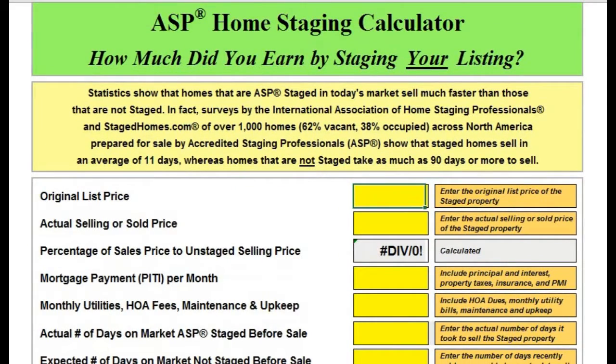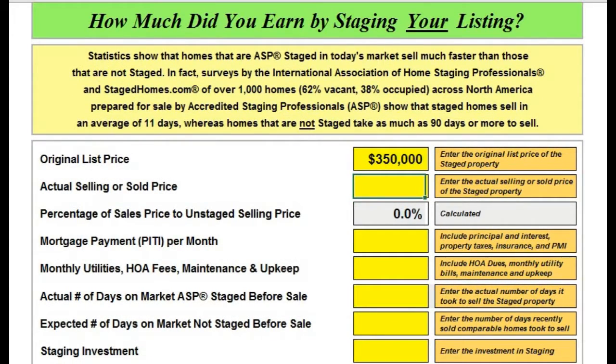Now, in this scenario, we're going to use pretty much the same information as we used before. We're going to use the original list price of $350,000. Let's say that we're in a seller's market, as we said before, for zip code 02066, if you remember. Expected number of days on market not staged before sale, or otherwise known as days on market, we're going to use 63. As we're in a seller's market, we're going to presume that the sold price is going to be higher than the asking price.